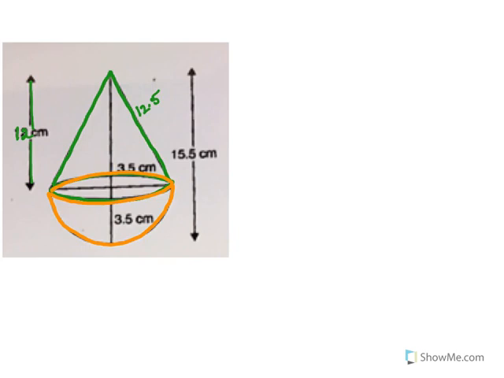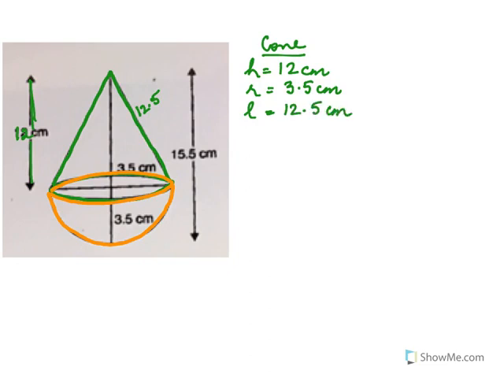So I've drawn the figure here. We have two shapes. One is the cone, and of this cone the height is 12 centimeters, the radius is 3.5 centimeters, and we have calculated the slant height as 12.5 centimeters. And then we have this hemisphere. In the hemisphere, we need only one dimension, that is the radius, and it is 3.5.